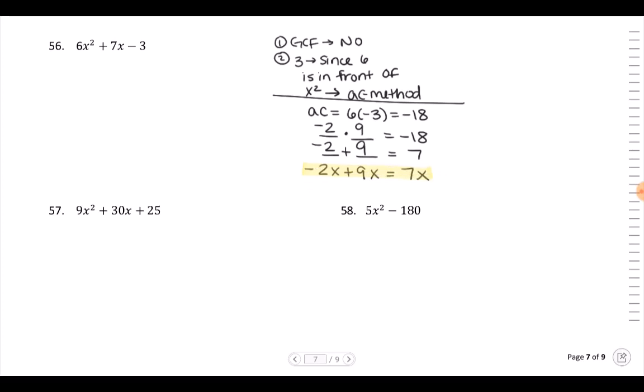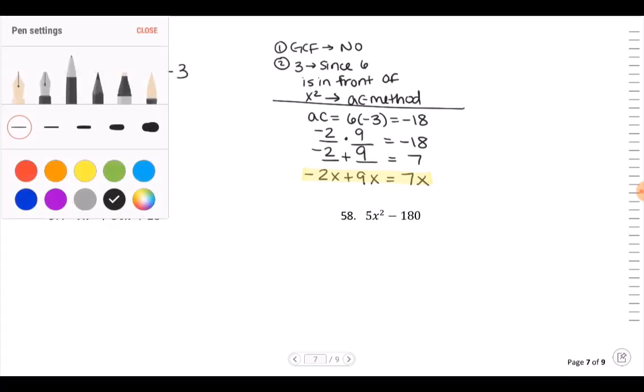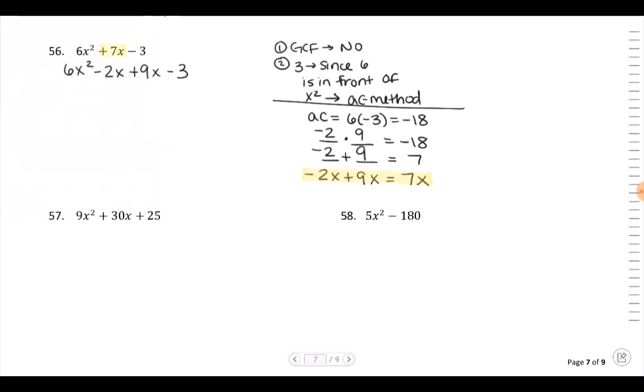Now, why do we care and why are we even doing that? Well, we're doing that because we want to take what has 3 terms here, and we want to make it have 4 terms. That way we can group and factor by grouping. So we've really done the hard part at this point. Now we just replace the 7x with negative 2x plus 9x minus 3. So I've taken this positive 7x here, and I'm replacing it with that equivalent statement that we wrote over here.